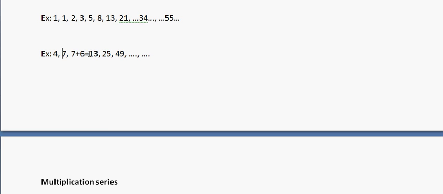The other logic is again yielding the same answer. What we are doing is 4 and adding a lower term, which is 3. So 4 plus 3, 7. 7 and adding a lower term, 7 plus 6, 13. 13 plus 12, 25. 25 plus 24 is equal to 49. 49 plus 48, right? Whatever we would get should be the answer, right? So there are 2 logics which are yielding the same result.